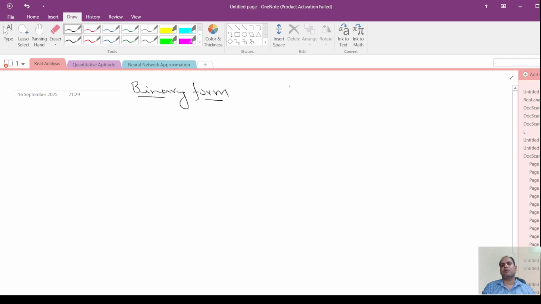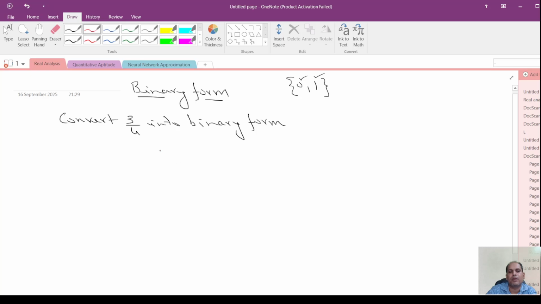So, we know that in binary representation we need to use only 2 digits. Let us denote them by 0 and 1, and suppose we are interested in the question: convert 3 by 4 into binary form. So, we need to use the same technique.